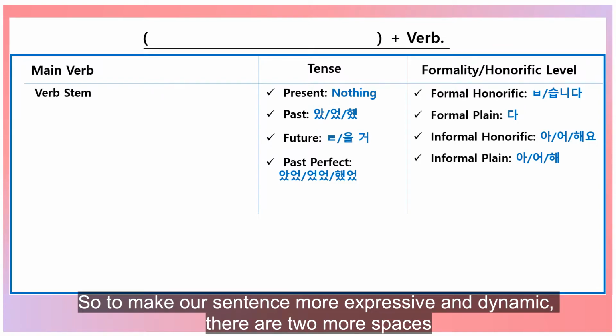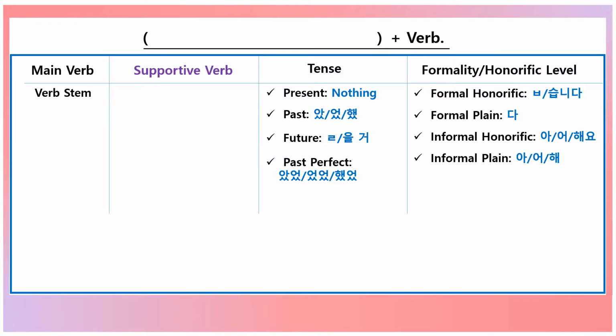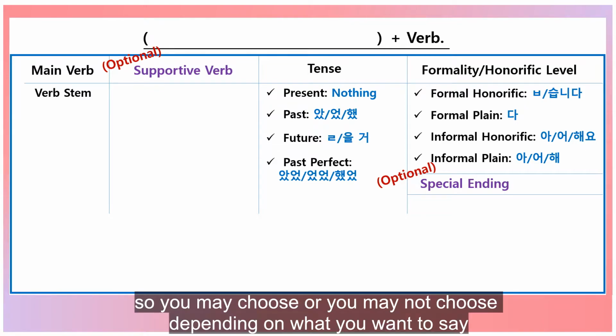So, to make our sentence more expressive and dynamic, there are two more spaces: supportive verb and special endings. Please note that these two are optional, so you may choose or you may not choose depending on what you want to say.